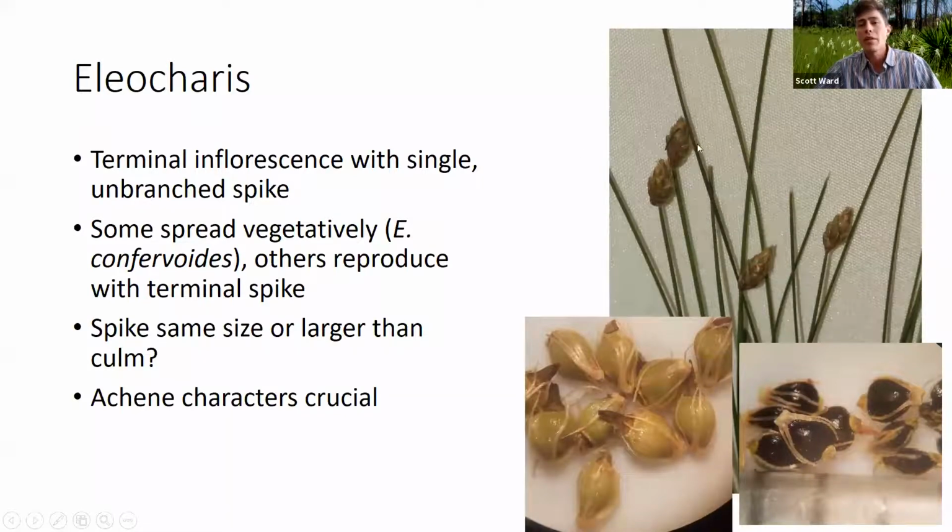It's important to think about the size of these spikes and how they relate to the culm below. So some species have spikes that are much wider than the culm, whereas others, you'll see next slide, have spikes that are about the same width as the culm. And the achene characters are also really important. I'll get more into achene morphology later in Rhynchospora, but you can just see some of these, the difference between these two species are pretty distinct.